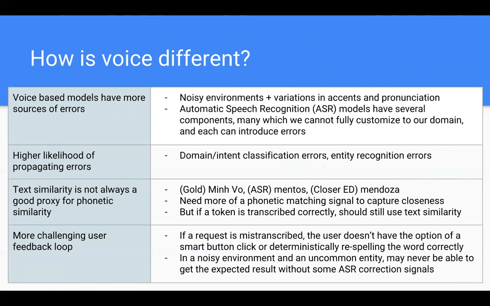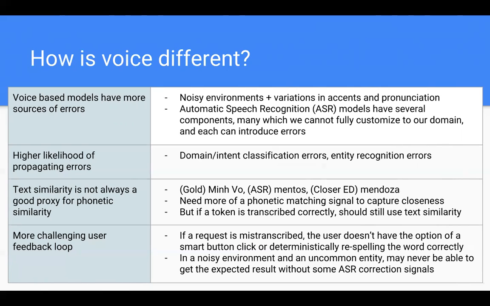There are higher likelihoods of propagating errors. So like I mentioned previously, you have a bunch of classifiers like the entity classifier before you can resolve the entity. And so if you have the wrong intent or domain, or your entity gets classified wrongly, then that would cascade all the way to entity resolution because you just haven't gotten the right span of tokens to classify. So that's the other issue.